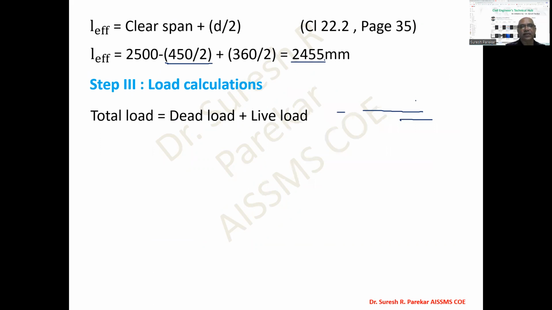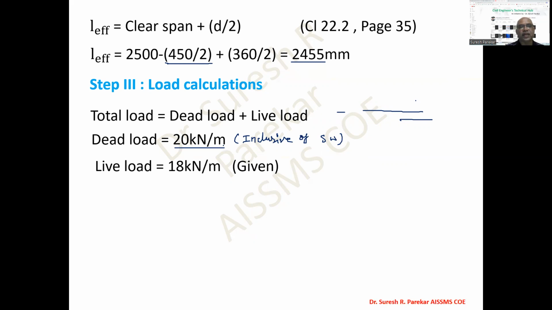Then we have the load calculations. Loads are given. Dead load is given as 20 kilonewton per meter, and this is inclusive of self weight. We have taken the total value, with dead load 20 kilonewton per meter and live load 18 kilonewton per meter. Both these values are given.